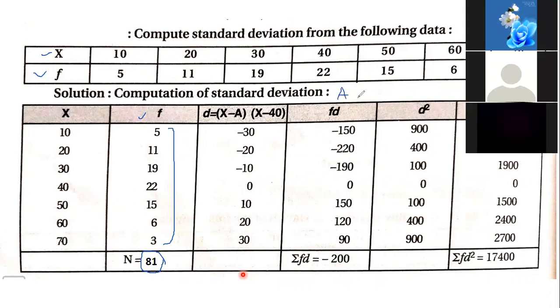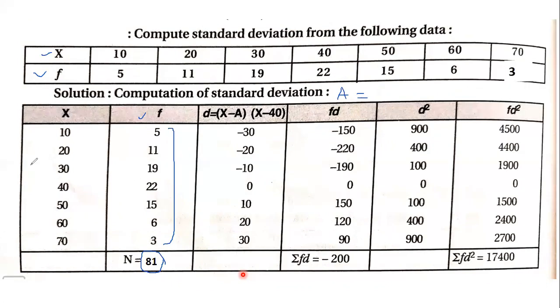A is equal to assumed mean. Now, the assumed mean we have taken is the center value of x. So that is 40. I've taken 40 as assumed mean here because it is the central value. If you see, you have the first three numbers left out and the next three numbers left out. I have considered 40 as assumed mean because it is easy for calculation. That is the only thing.